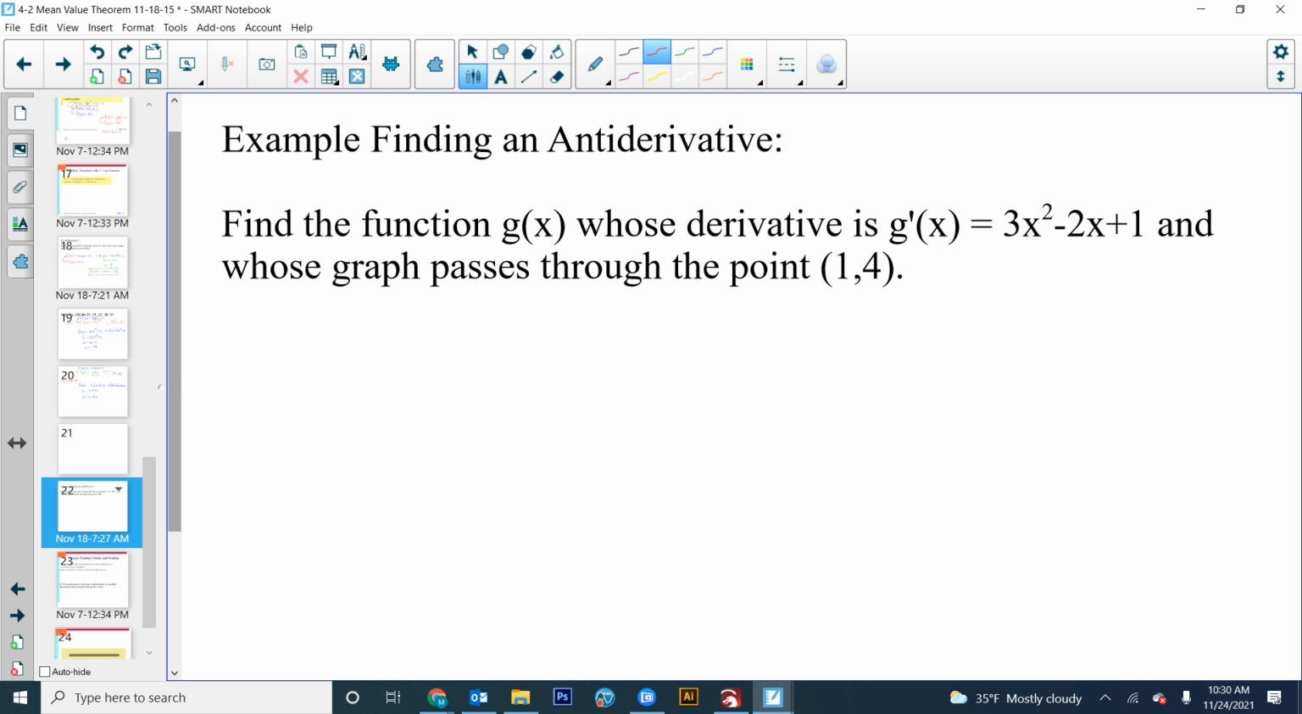All right, what's the antiderivative? These are all power functions. Here we go. 3x squared, antiderivative. What is it? x cubed minus x squared plus x plus c.